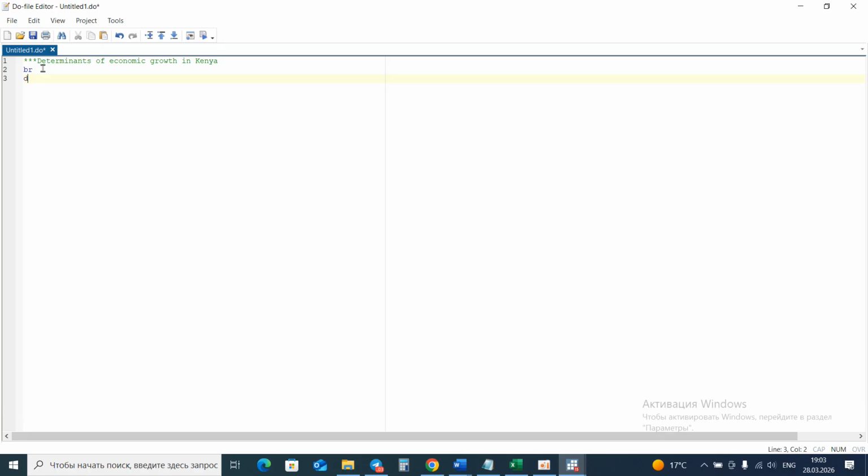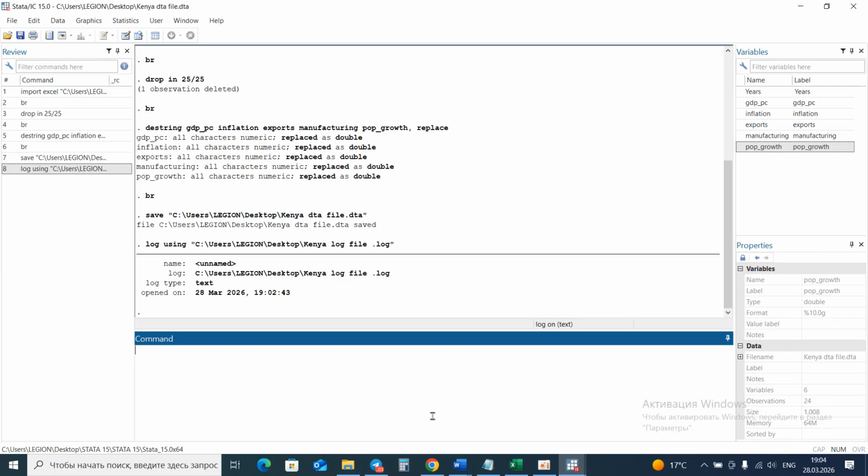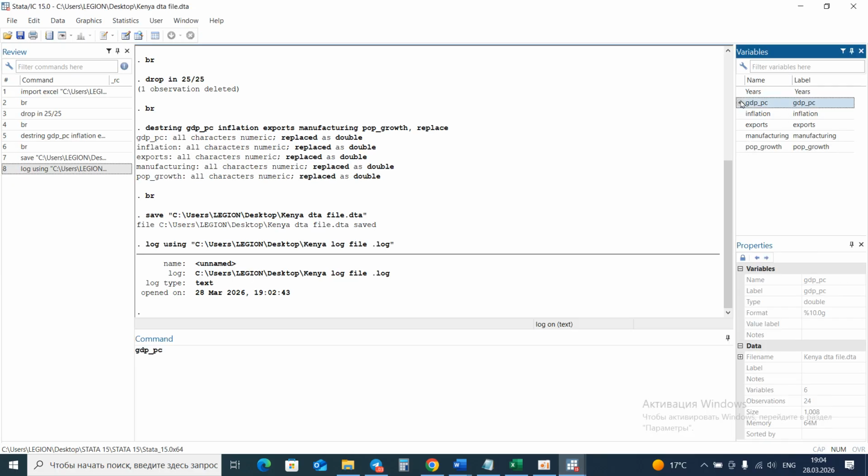So our commands were log file, creating a log file, log begin. Next was dropping 25, and then it was destring and our variables that were GDP per capita, inflation, exports, manufacturing, and population growth.